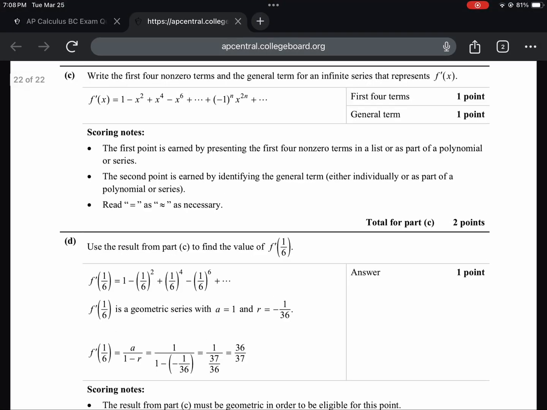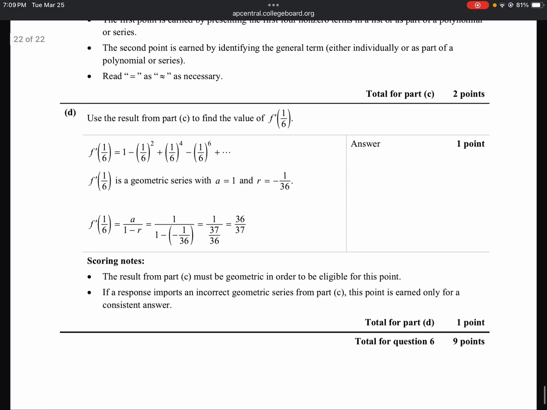Let's check with the key right here. So 2 points: the first 4 terms, and then the general term. The first point is earned by presenting the first 4 terms in a list as part of a polynomial or a series. The second point is earned by identifying the general term either individually or as part of a polynomial or series. Read as equal or as necessary. Okay. Cool. Well, I got it.